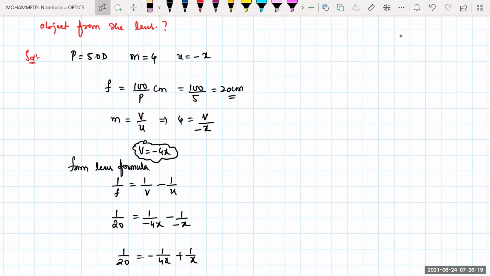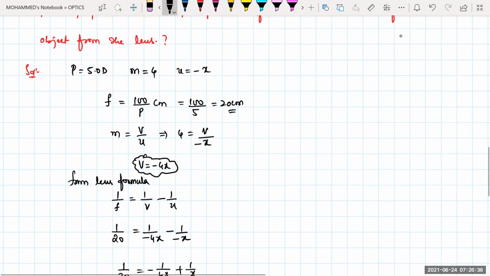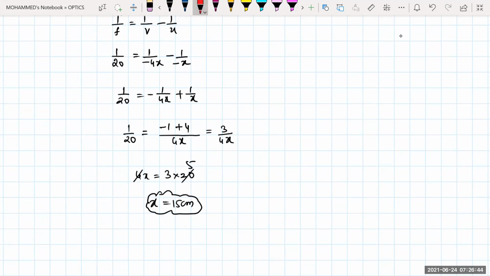So even if you don't write the magnification formula, beta, directly you can write v is equal to minus 4 times x, because the problem itself is telling that the virtual image is 4 times. That means v is equal to 4 times the object distance. Virtual, so negative comes. Applying the lens formula right now, I'm getting the relation of the x part.